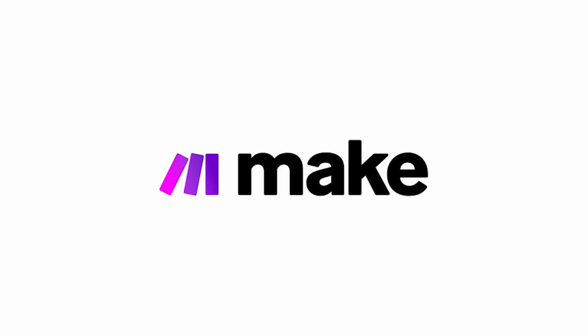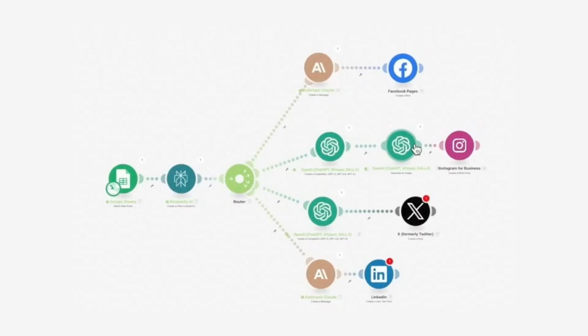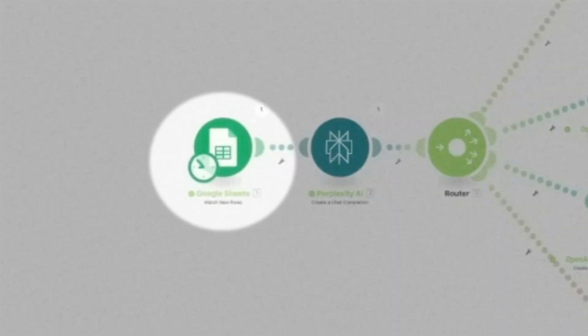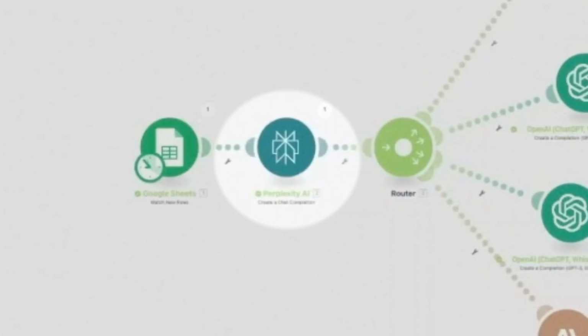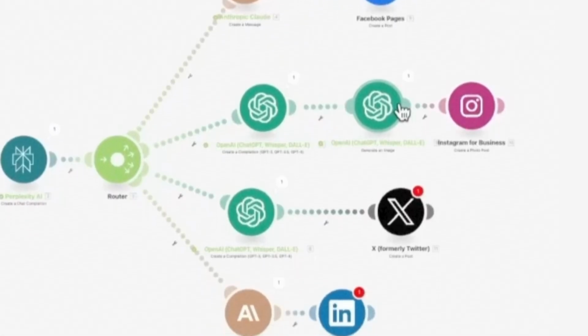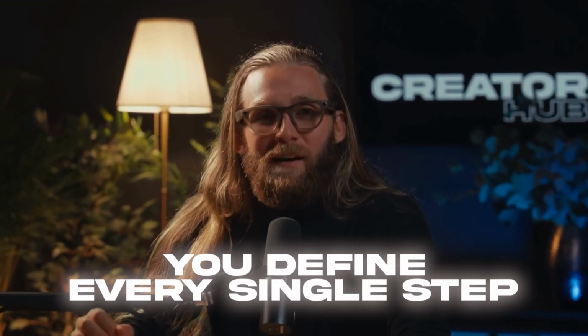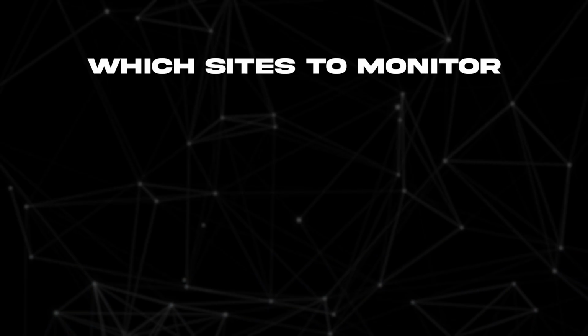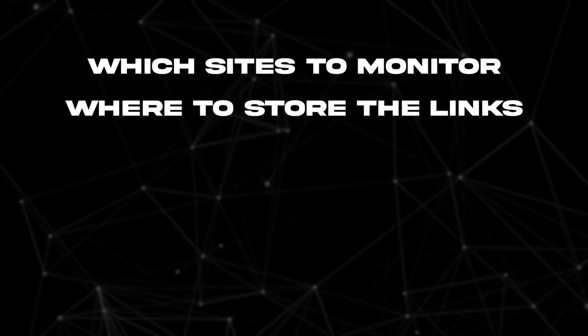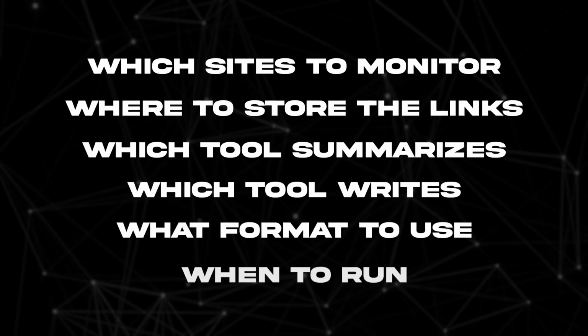Platforms like Make.com or Zapier let you build these kinds of workflows. You might set up a system that monitors news sites, collects article links into a spreadsheet, sends those links to a summarization tool, then feeds those summaries to a writing model with formatting instructions for social posts. You schedule it to run automatically every morning. The key pattern, you defined every single step. Which sites to monitor, where to store the links, which tool summarizes, which tool writes, what format to use, when to run. The artificial intelligence is powerful, but it's following your blueprint exactly.